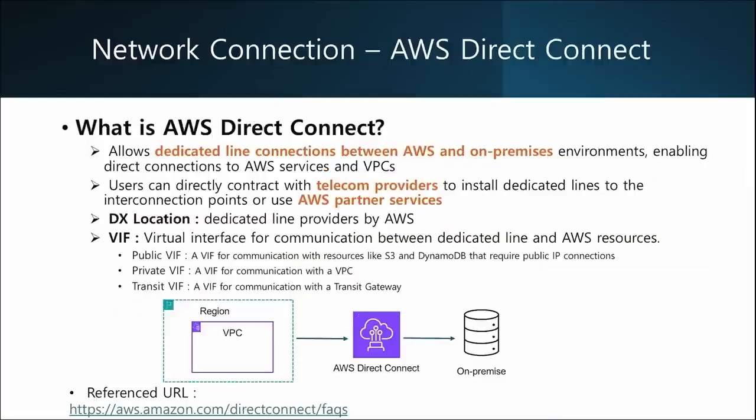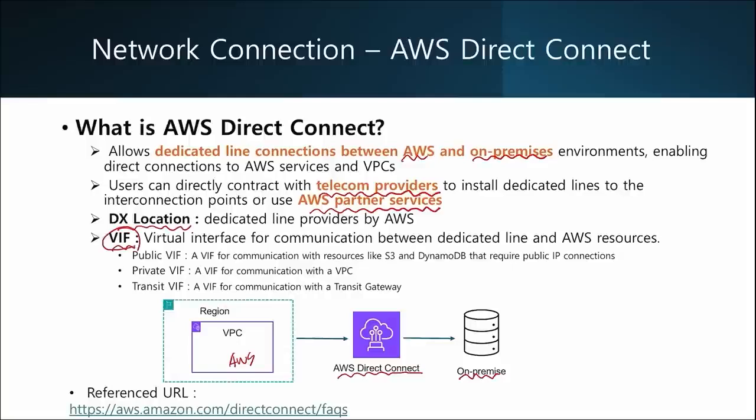Next is AWS Direct Connect. AWS Direct Connect is a service that connects AWS and on-premises. Have you ever heard of a dedicated line? This dedicated line is a service supported by AWS. This is a service that connects AWS and on-premises by physically installing a dedicated line. Customers can receive this dedicated line installation directly from their telecommunications provider or utilize it through AWS partner services.